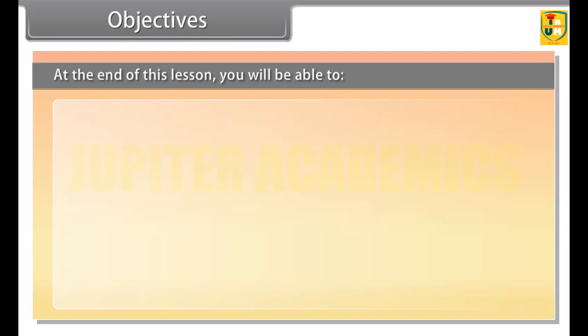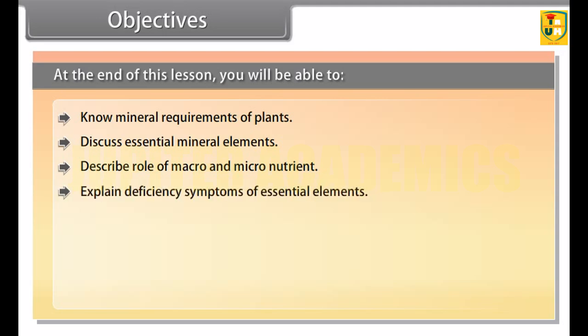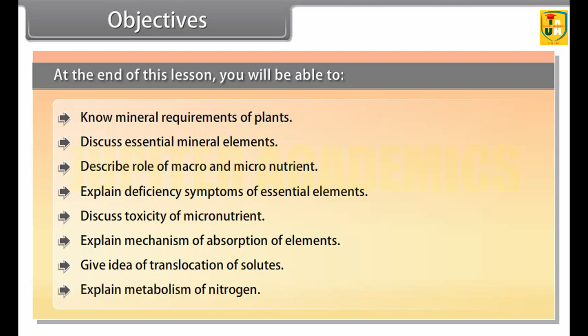Objectives. At the end of this lesson, you will be able to know mineral requirements of plants, discuss essential mineral elements, describe the role of macro and micronutrients, explain deficiency symptoms of essential elements, discuss toxicity of micronutrients, explain mechanism of absorption of elements, give an idea of translocation of solutes, and explain metabolism of nitrogen.